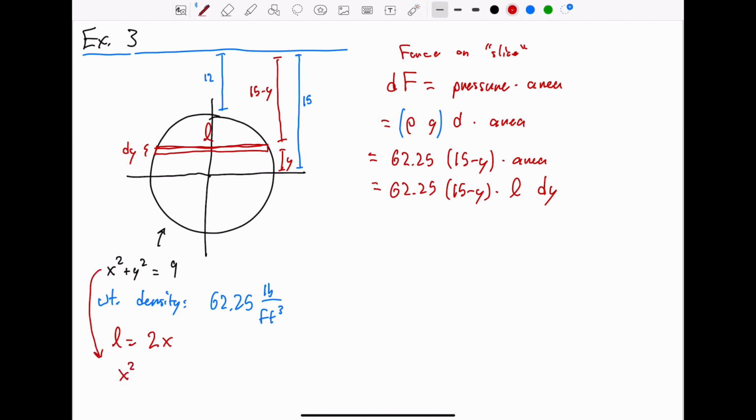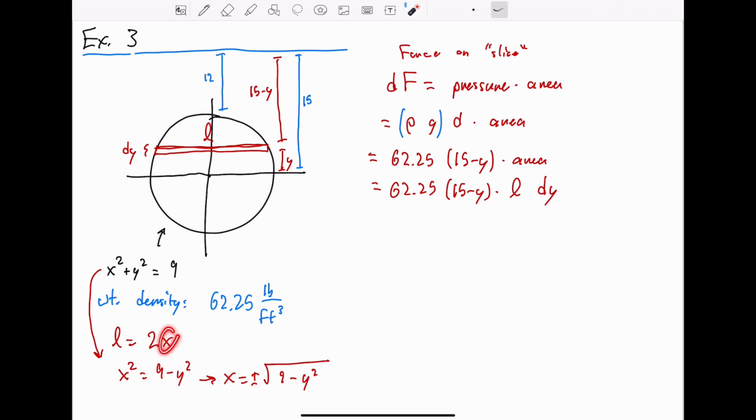We get x squared equals 9 minus y squared. Take the square root of both sides, and we have x equals plus or minus the square root of 9 minus y squared. Plus the square root is the positive x direction, minus the square root is the negative.